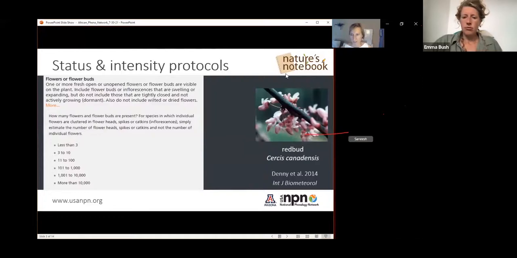You look at your plant, you answer yes or no. In this case, I'm going to say, yes, I do see flowers or flower buds. And then the observer's prompted with how many flowers are present. And then you're given that choice of a number of different categories.